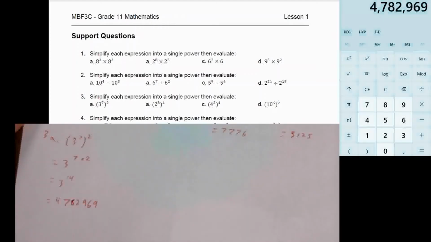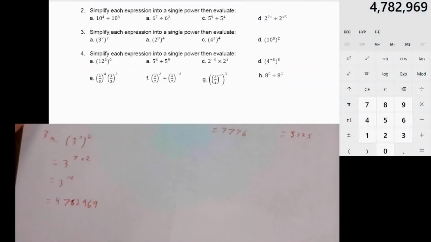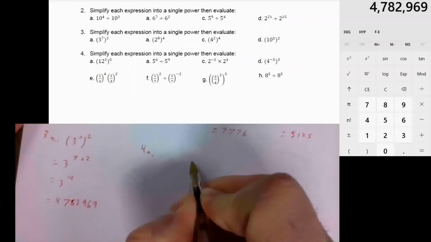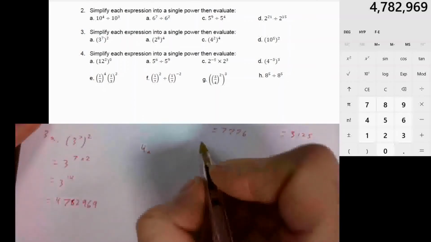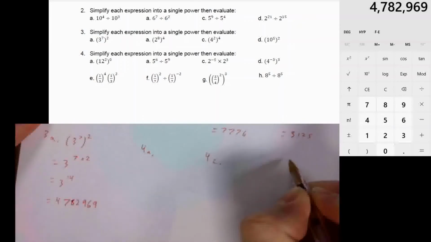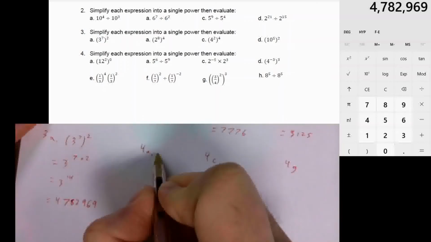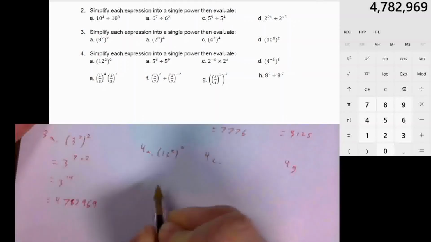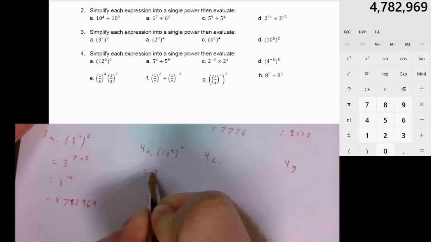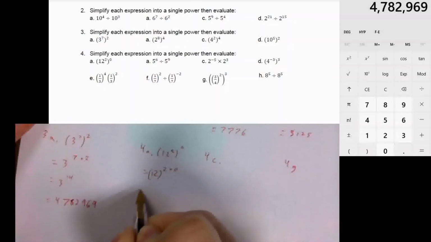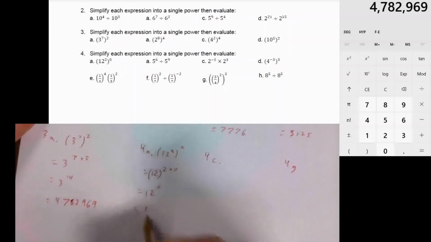And now let's look at some of the more difficult ones here, the ones that involve zero exponents and negative exponents. So I'll do 4C, and I'm going to do 4G. So for 4A, I have 12 to the power of 2 to the power of 0. Well, in this case, it would be the same as 12 to the power of 2 multiplied by 0, which is the same as 12 to the power of 0, which is always 1.